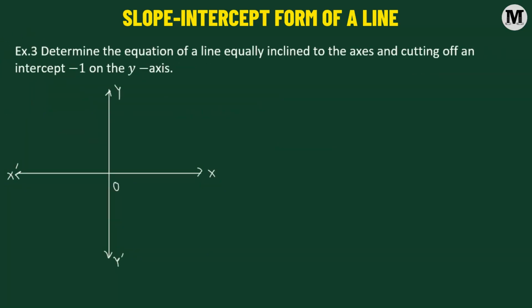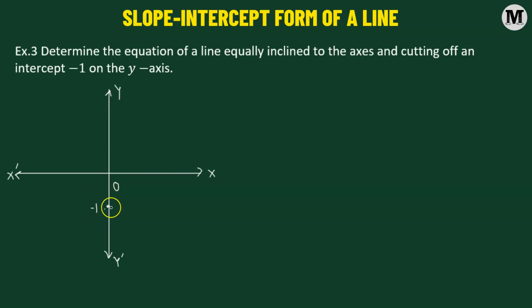Problem number 3. Determine the equation of a line equally inclined to the axes and cutting off an intercept of -1 on the y-axis. So let's start with the intercept part. It's given here, the line is going to have a y-intercept of -1. That means it's going to pass through the point y equals -1. Now, the first condition that's given to us is that the line is equally inclined to the axes. Before going there, our line could either have a positive slope or a negative slope. In both cases, it has to pass through the point y equals -1.